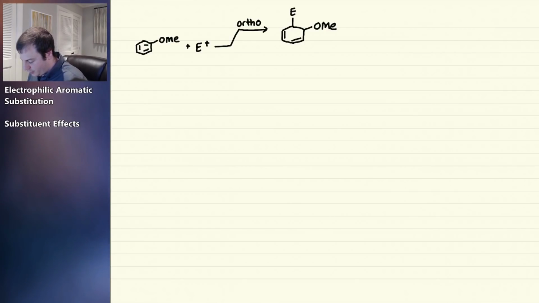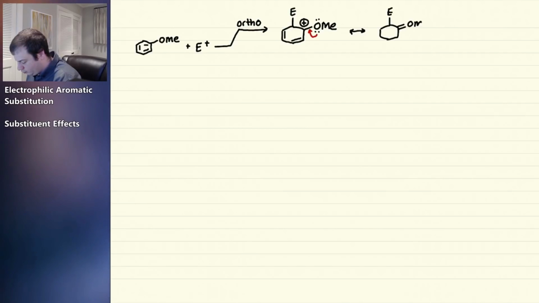And what I want you to notice is, look at the carbocation that we form when we do that. The carbocation is formed right next to the electron donating OMe group, so we can draw a really nice resonance structure where the methoxy group's lone pairs can kick into that carbocation and give us a fantastic resonance structure. The resonance structure is really nice because all the octets are filled.